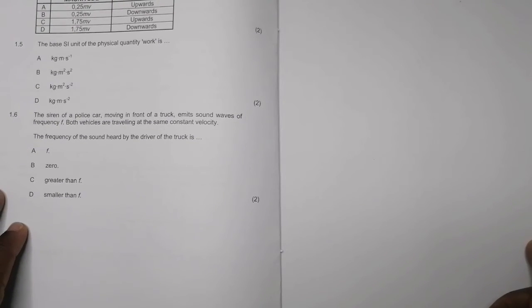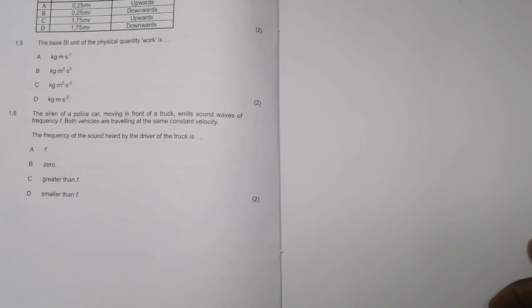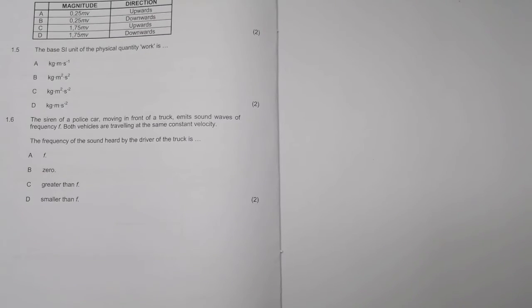Okay, so let's answer 1.6. They say the siren of a police car moving in front of a truck emits sound waves of frequency f. Okay, they say both vehicles are traveling at the same constant velocity. Now they say the frequency of the sound heard by the driver of the truck is, okay, I would actually go with option 1, which is f.